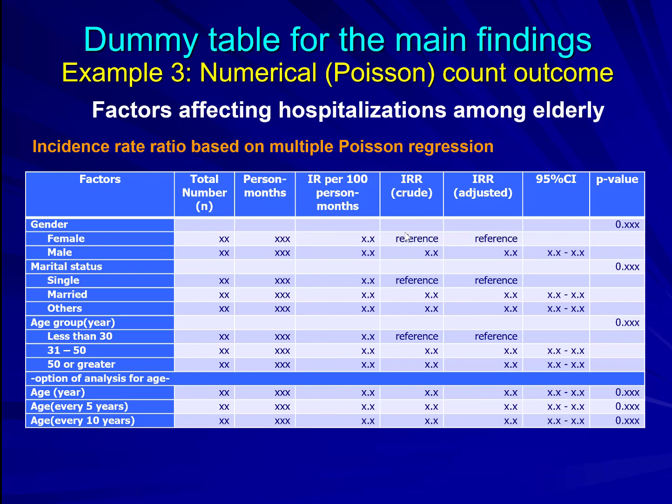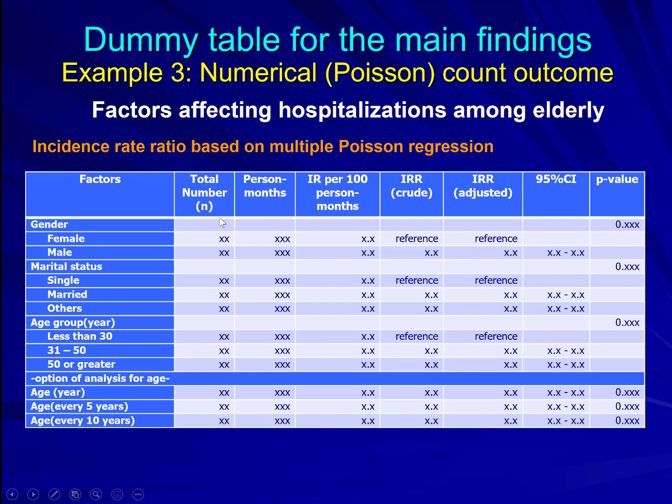The third type is the numerical count, or Poisson count, outcome. Say, factors affecting hospitalizations among the elderly. For this, hospitalization seems to be dichotomous, but actually we cannot handle it as dichotomous because some participants might have more than one hospitalization across the duration of observation. So we will use the count of episodes of hospitalization as the outcome.